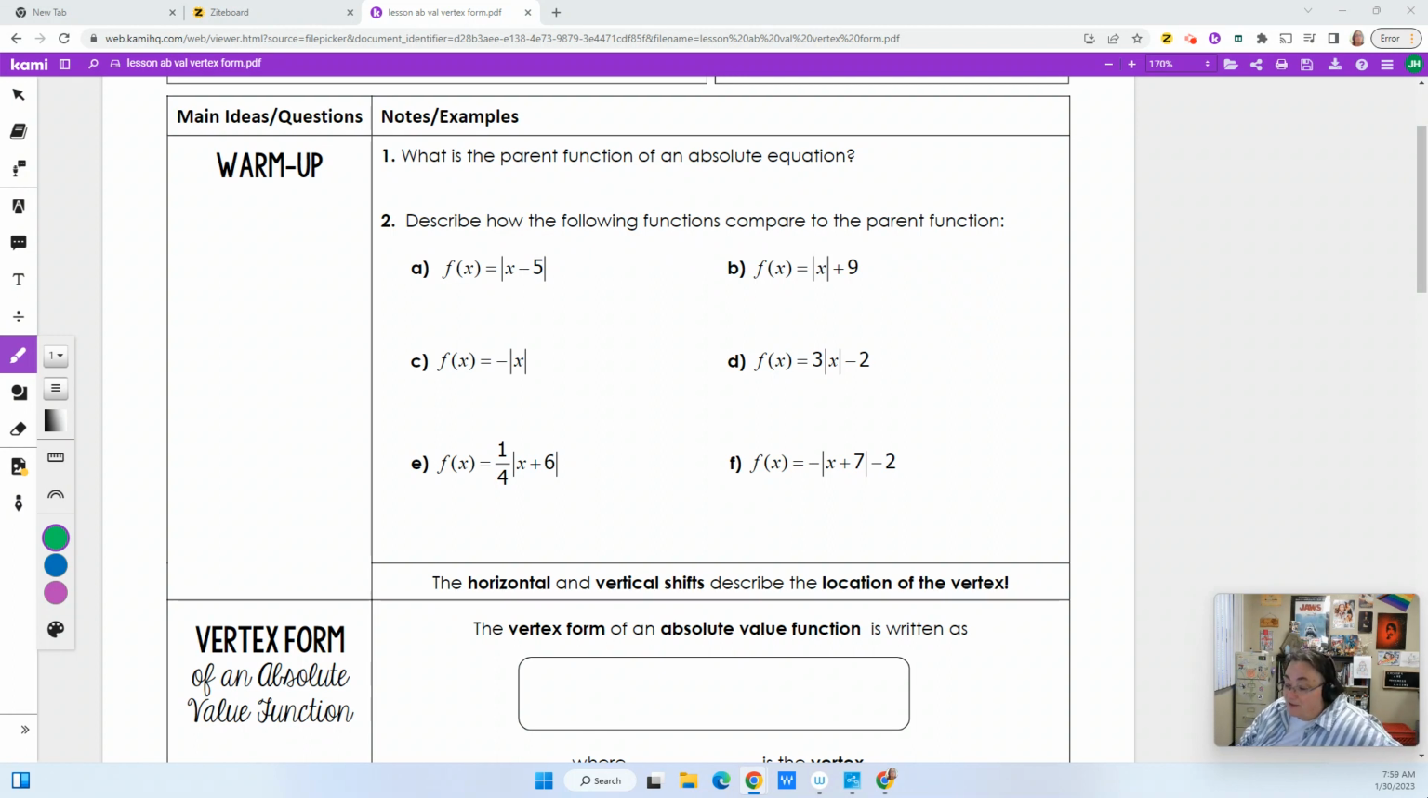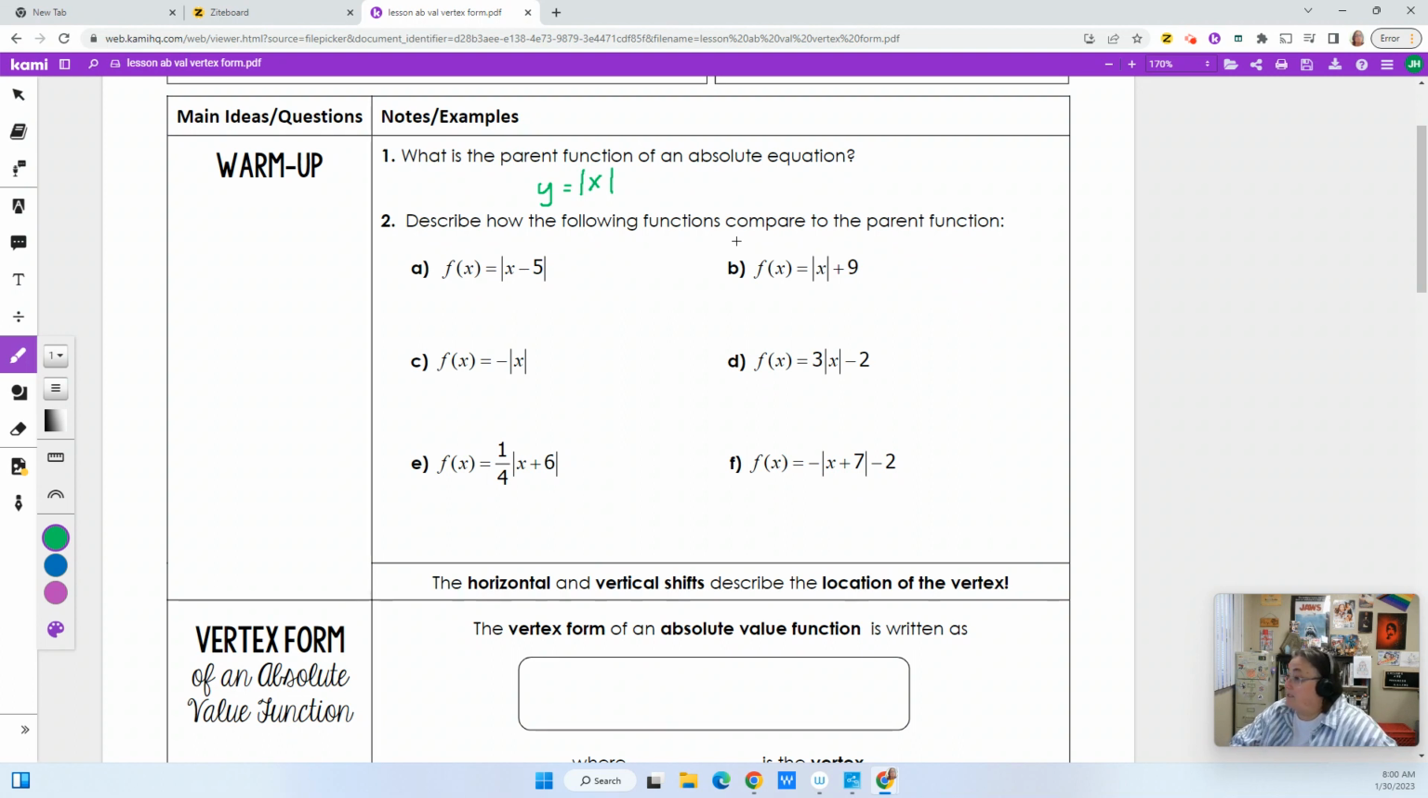So let's start with, what is the parent function of an absolute value equation? By now we should all kind of know this one, which is y equals the absolute value of x, where nothing is happening on that x. Remember, the parent function is the most basic function, where we're not doing anything to the outside or inside of it. And the next few problems we're looking at are just describing how those functions compare to the parent function and how they shift.